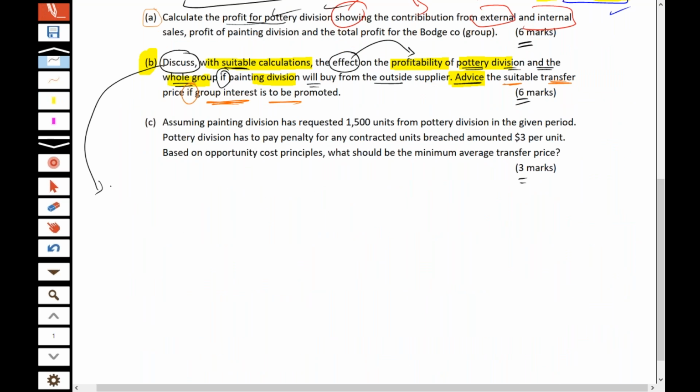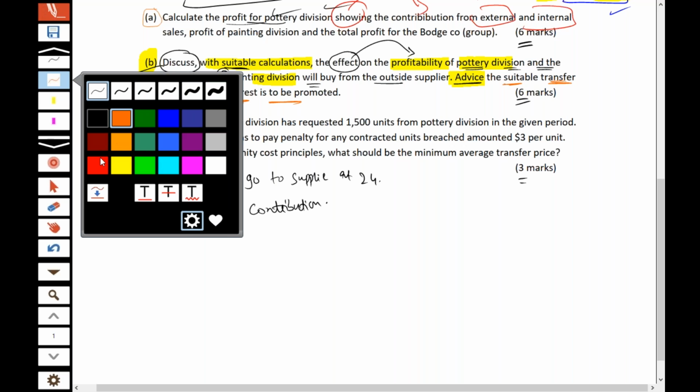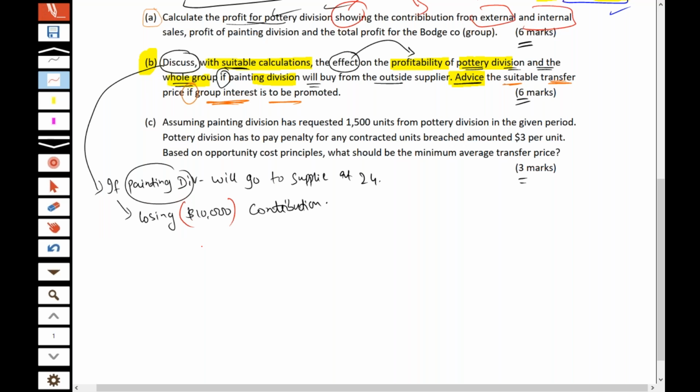So see, if the painting division will go to the outside supplier at 24, then the pottery division will be losing 10,000 contribution. Okay, 10,000 contribution will be lost. I am writing this in a negative manner because it is a loss to the pottery division.